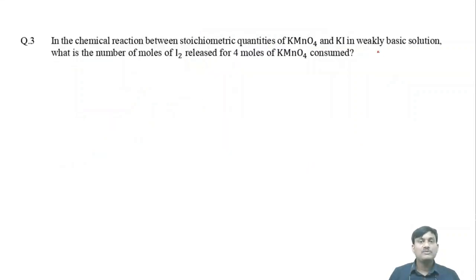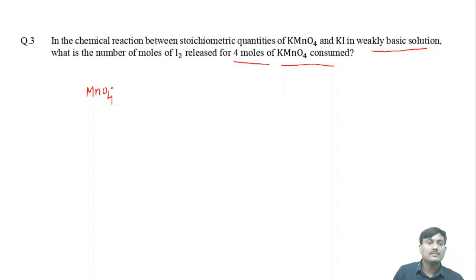In the chemical reaction between stoichiometric quantities of KMnO4 and KI in weakly basic solution, what is the number of moles of I2 released for 4 moles of KMnO4 consumed? Here the condition is weakly basic solution. In the presence of a weak base, KMnO4, meaning MnO4 minus, converts into MnO2. You have to balance this MnO4 minus and MnO2 in basic solution.